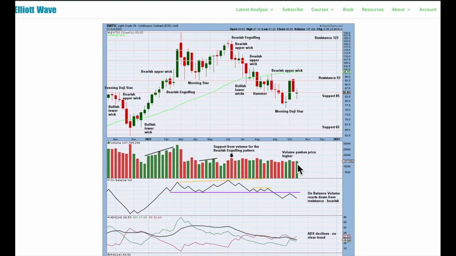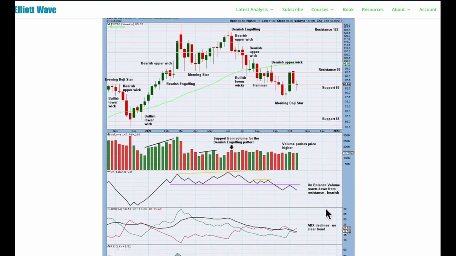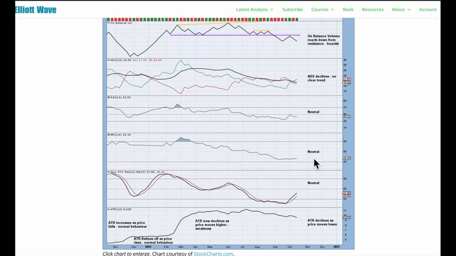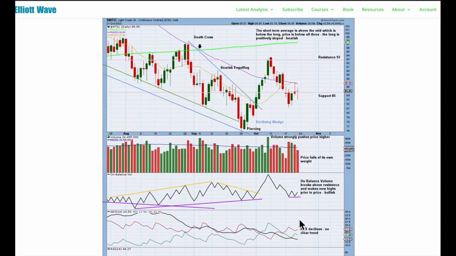A little bit of an increase in volume. We'll look at that at the daily chart level because it's a doji. We need to look inside the week to determine the short-term volume profile. At the end of the week, support about 85 is holding. There's resistance about 93. On balance volume, the last signal it gave was bearish. It has no new range and no new signal. ADX is still declining. There's no clear trend at the weekly chart level. RSI, money flow and stochastics all in neutral territory, and ATR continuing to decline as price moves slowly lower.